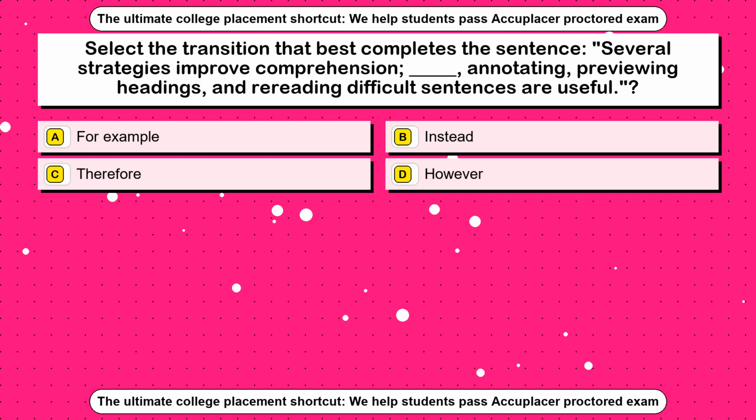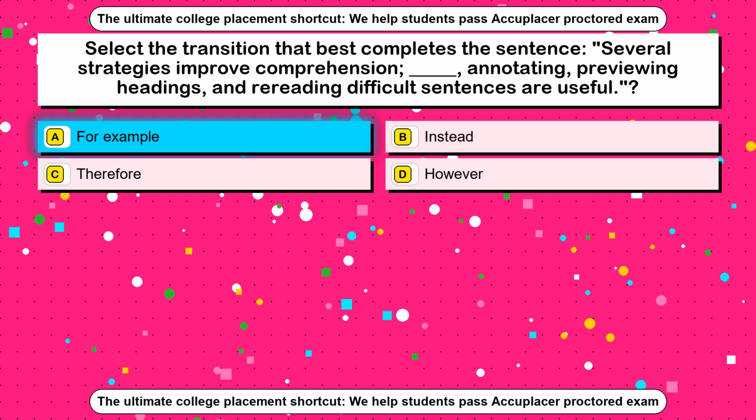Question 100. Select the transition that best completes the sentence. Several strategies improve comprehension. Blank, annotating, previewing headings, and rereading difficult sentences are useful. Option A, for example. Option B, instead. Option C, therefore. Option D, however.